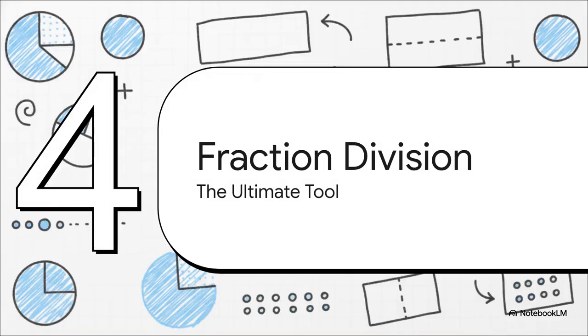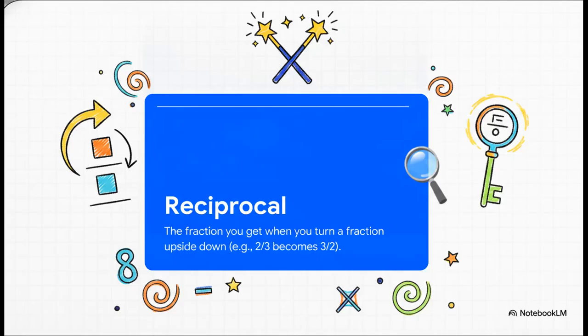Moving right into Section 5, flipping for fraction division, the ultimate tool. Okay, dividing a fraction by a fraction is historically one of the absolute most feared topics in all of math. But I promise you, it relies entirely on one vital concept, the reciprocal. A reciprocal is simply the fraction you get when you turn a fraction completely upside down. That's it. So the reciprocal of 2/3 is 3/2, and the reciprocal of 1/6 is 6/1.